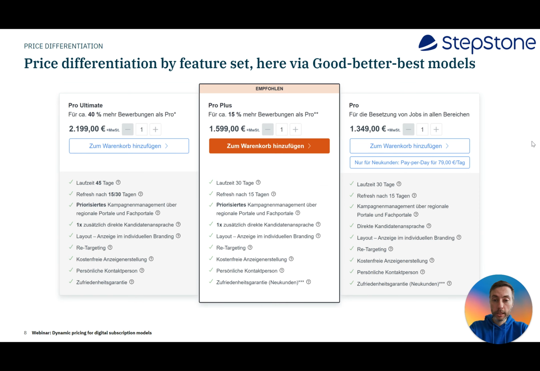Same thing for digital job ads that you can buy at Stepstone. If you're in a hurry finding good candidates, maybe you should buy Pro Ultimate on the left-hand side. If you are okay with the regular job ads, you take Pro Plus. And if you have maybe more time or less budget, then you go for the less expensive Pro version on the right-hand side.